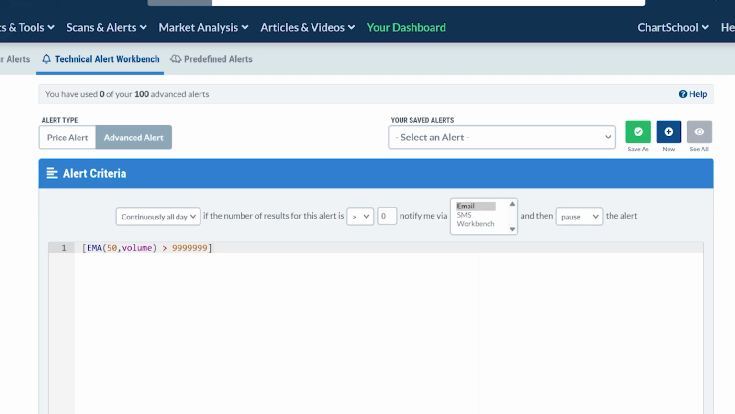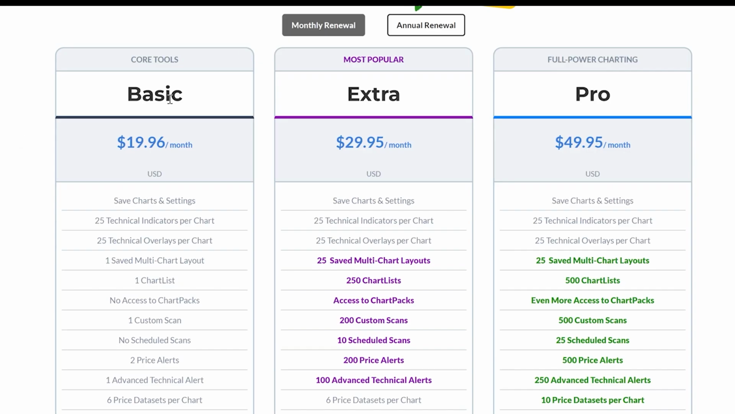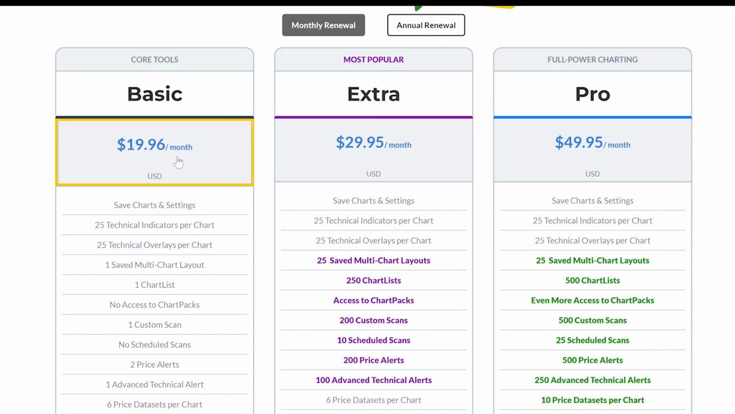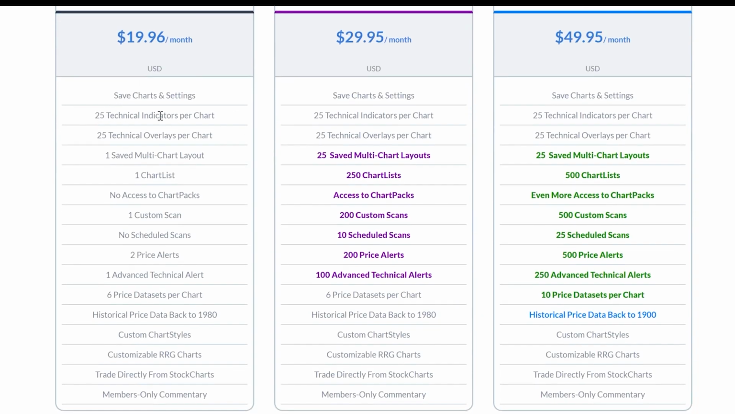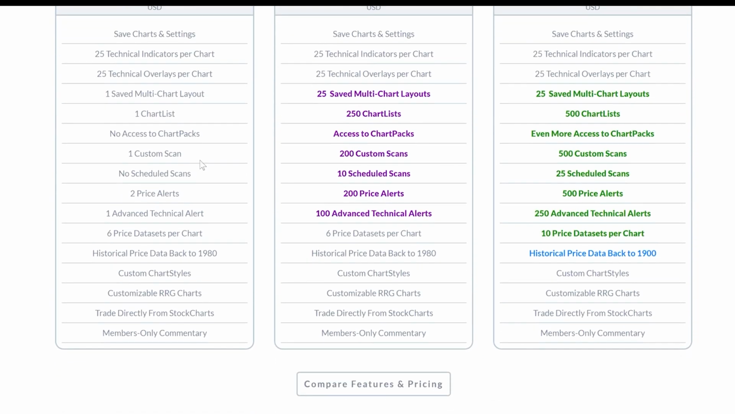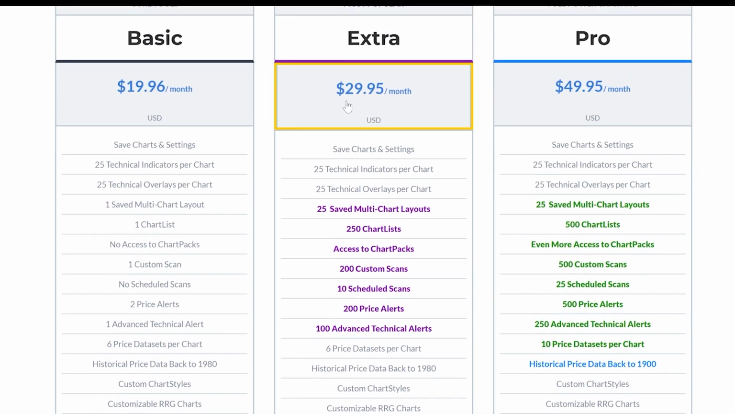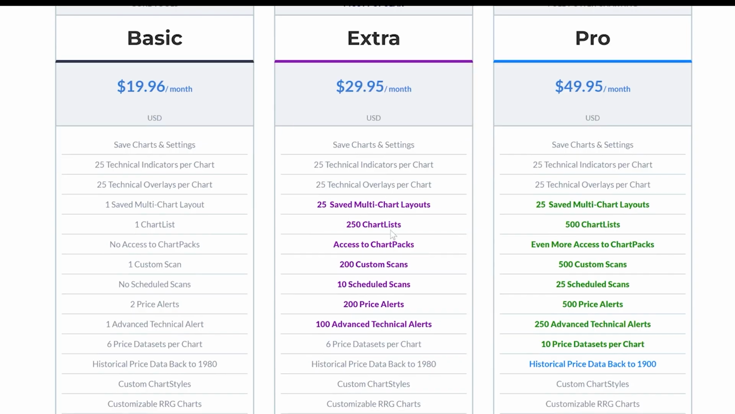Okay, so now I want to take a quick look at how much StockCharts.com costs. There are 3 plans here: Basic, Extra, and Pro. Basic's going to start at just under $20 per month and give you access to most of the platform's features, including up to 25 indicators and overlays per chart, one multi-chart layout that you can save, custom scans, a couple price alerts, and more. The Extra plan is going to be $29.95 per month, and basically it gives you access to more watch lists, more multi-chart layouts, more price alerts, more saved scans, and more technical alerts.